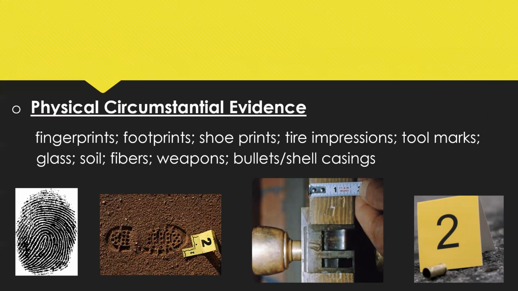So a lot of people say, well, fingerprints come from someone living. Yes, but a fingerprint is just a pattern left behind. The same thing with a footprint. So it's still physical. Shoe prints, tire impressions, tool marks, glass, soil is considered physical because it's just dirt. Fibers, weapons, bullet casings, shells. Basically anything you can think of that doesn't come from a piece of living something.